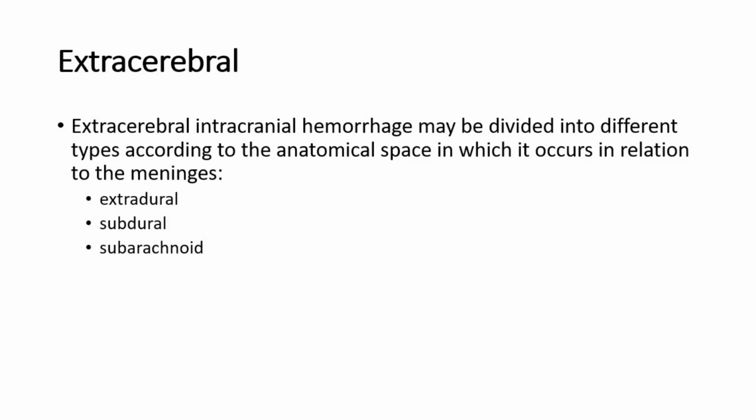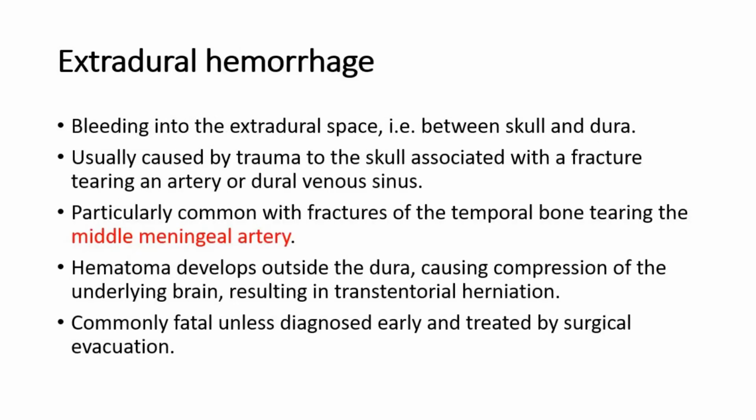First, for extradural hemorrhage, it is bleeding into the extradural space between skull and dura. It is usually caused by trauma to the skull associated with a fracture tearing an artery or dural venous sinus. It is particularly common with fractures of the temporal bone tearing the middle meningeal artery. Hematoma develops outside the dura, causing compression of the underlying brain, resulting in transtentorial herniation. It is commonly fatal unless diagnosed early and treated by surgical evacuation.